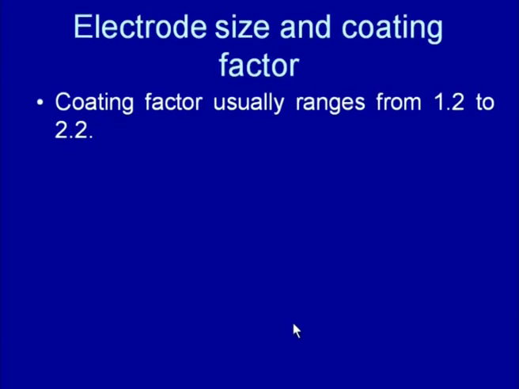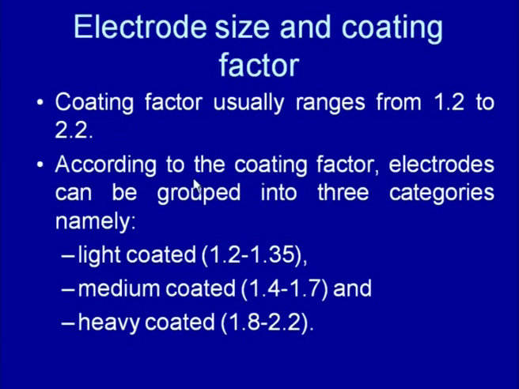So, based on the coating factor, we can have light coated, medium coated and heavy coated electrodes. The coating factor usually ranges from 1.2 to 2.2. According to the coating factor, we can classify the different electrodes in three categories. Light coated electrodes have a coating factor from 1.2 to 1.35, medium coated electrodes have a coating factor from 1.4 to 1.7, and heavy coated electrodes have a coating factor from 1.8 to 2.2.